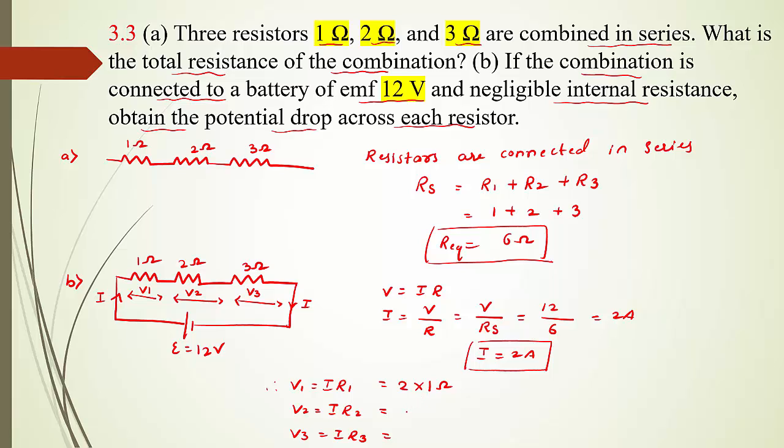Similarly, V2 equal to IR2, 2 into R2 value is 2 ohm. V3 equal to IR3. I value is 2, 2 into R3 is 3 ohm. Now we can easily get the answer. 2 into 1 will be 2, 2 into 2 will be 4, 2 into 3 will be 6. What is the SI unit? Volt. So we can write 2 volt, 4 volt and 6 volt. So these are the potential differences across each resistor.